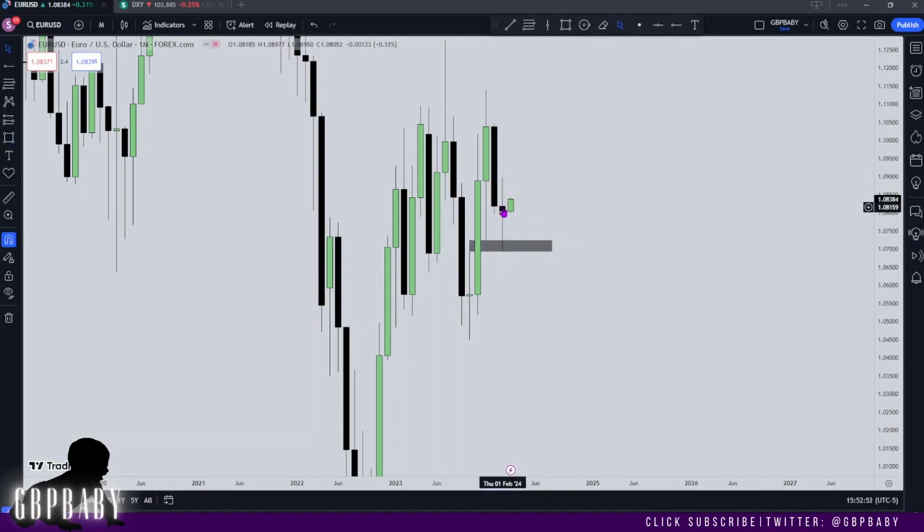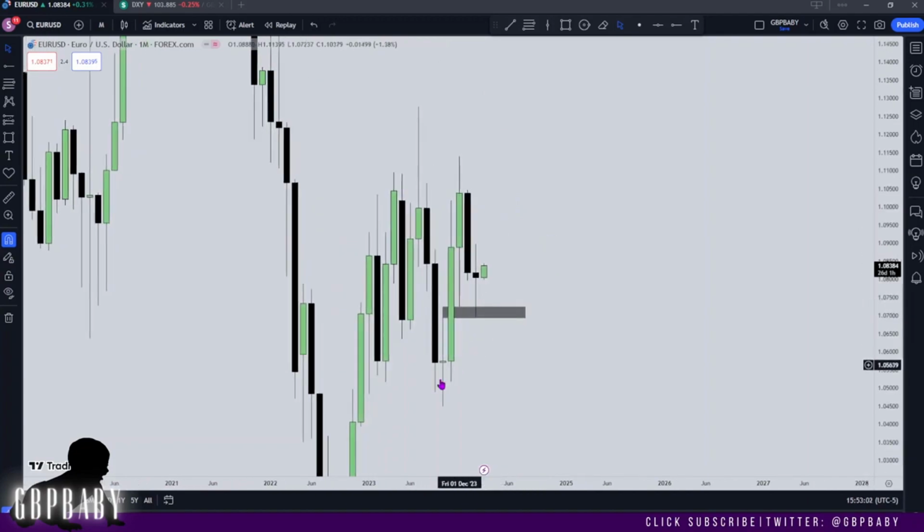So Euro trading higher, it's not surprising. It's almost justified because we've come down, filled an imbalance below market price, as in a discount in the range that we're currently in. So now it should be looking for some kind of bullish PD arrays.